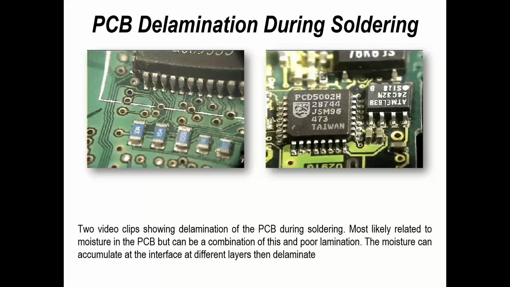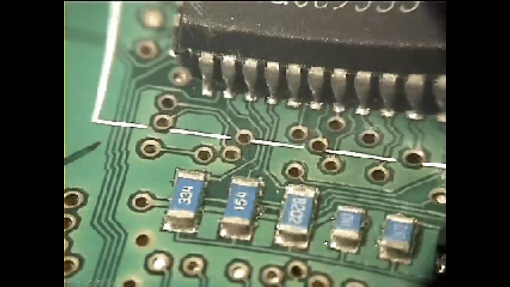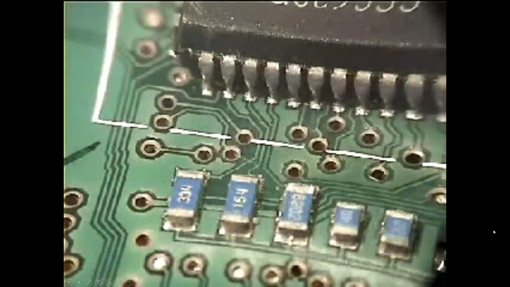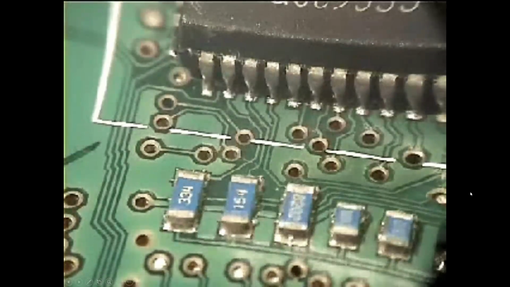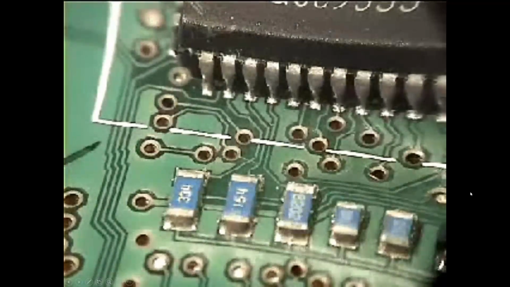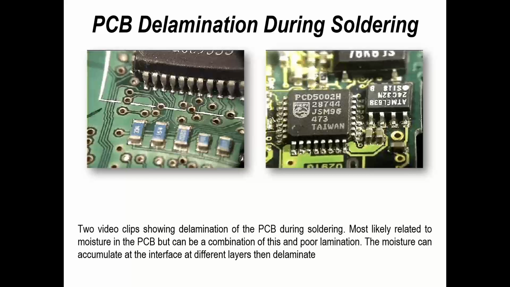And these two examples are just examples that I produced to demonstrate when I do rework and repair training courses. And what you can see in this example is the board delaminating. So you can actually see, and I'll just run that clip again, it's quite short, you can actually see a bubble forming. So part of the board is lifting up during the soldering operation, and there would be a gap formed inside the board because of that, and that's down to moisture.